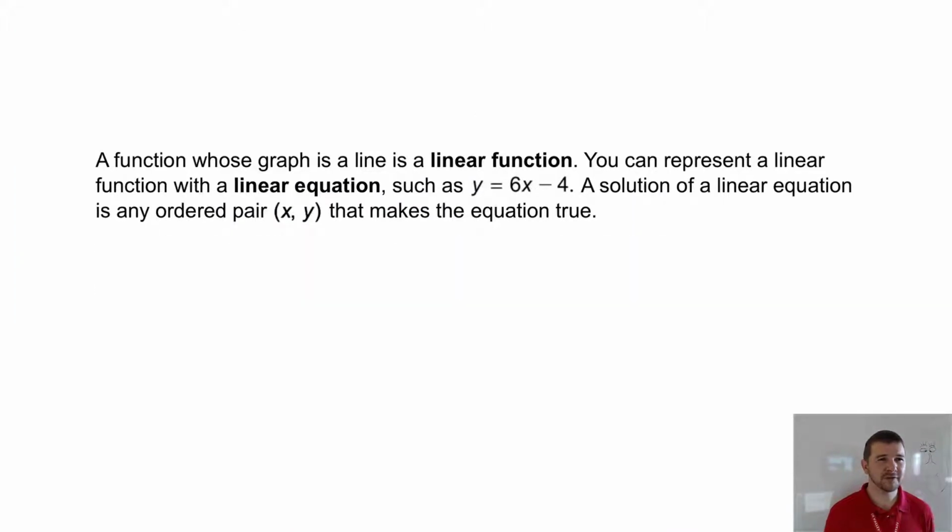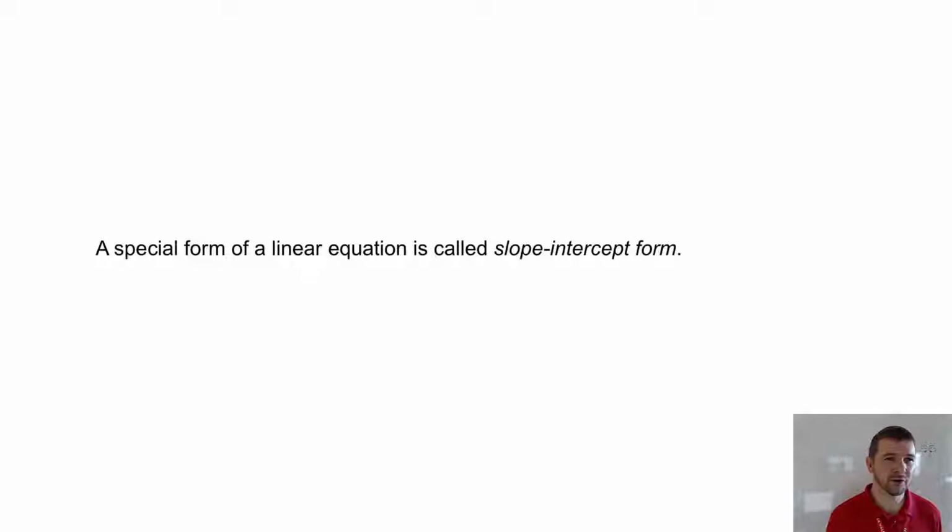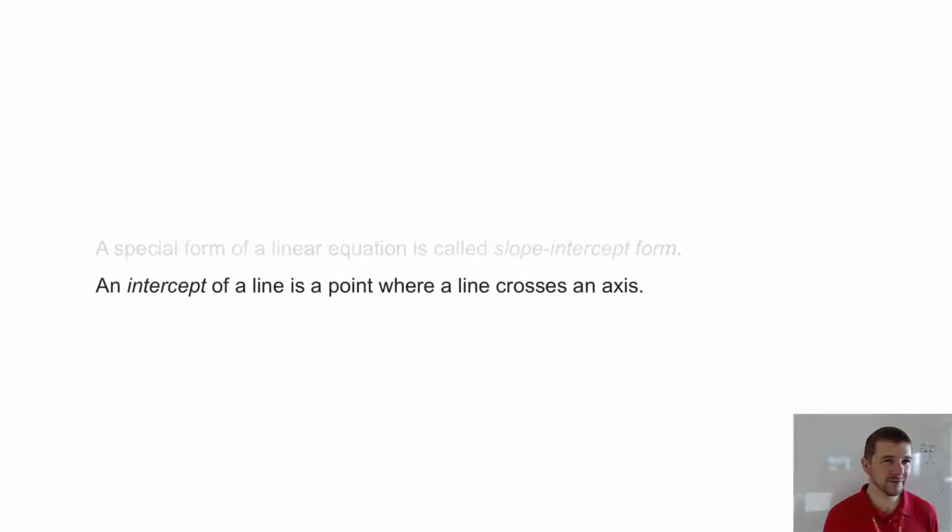A function whose graph is a line is a linear function. You can represent a linear function with a linear equation, such as y equals 6x minus 4. A solution of a linear equation is any ordered pair, x, y, that makes the equation true. A special form of a linear equation is called slope-intercept form. An intercept of a line is a point where a line crosses an axis.